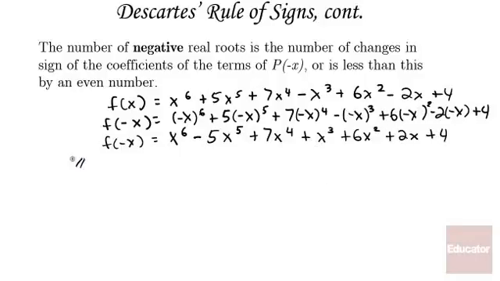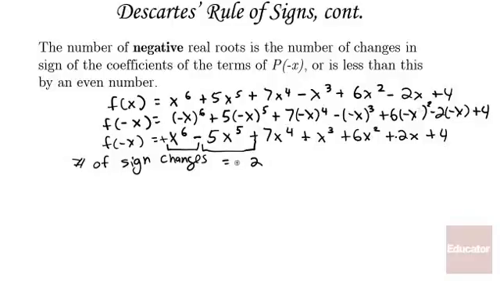Okay, number of sign changes. So I want to look for the changes in sign. This is positive. This is positive out here. So positive to a negative, that's 1. Negative to a positive, that's 2. This stays positive, positive, positive, positive. Number of sign changes equals 2.